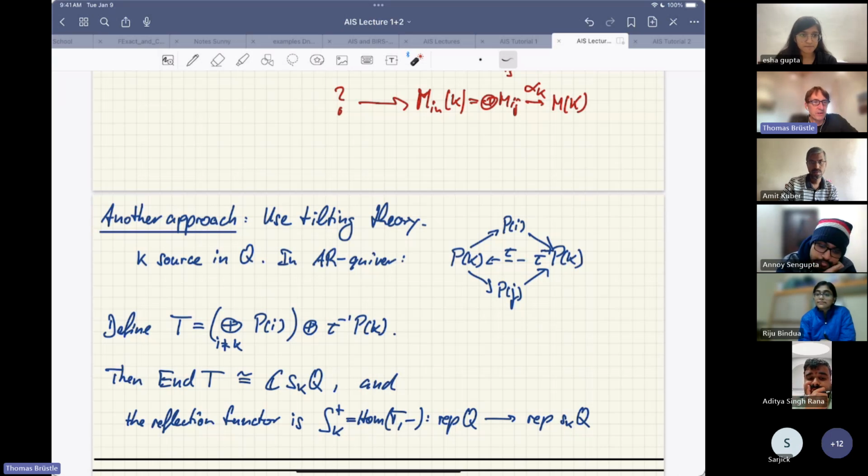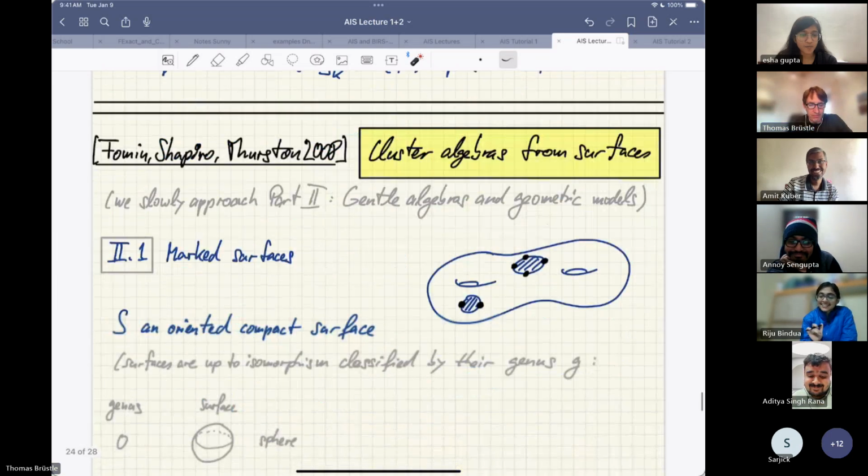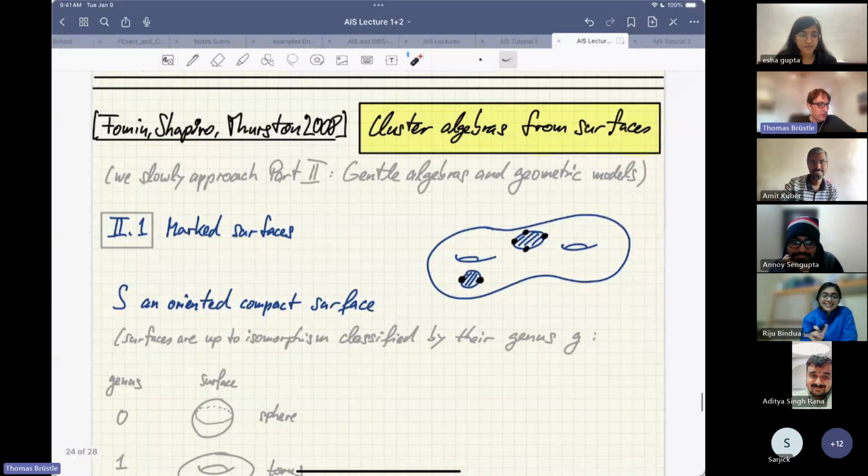Do you wish me to start slowly with the geometric part, like 15 minutes, and then we can continue today, or shall I not do this in the last 20 minutes? What do you think? Please continue. Okay, good. So we start a new topic.